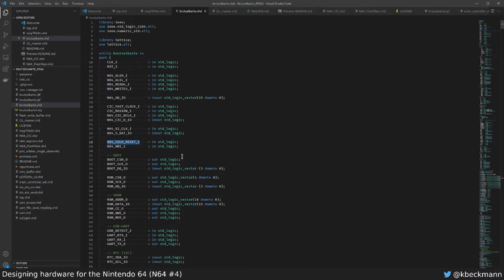So going back to the VHDL code, they used the cold reset as sort of a reset, which makes sense.